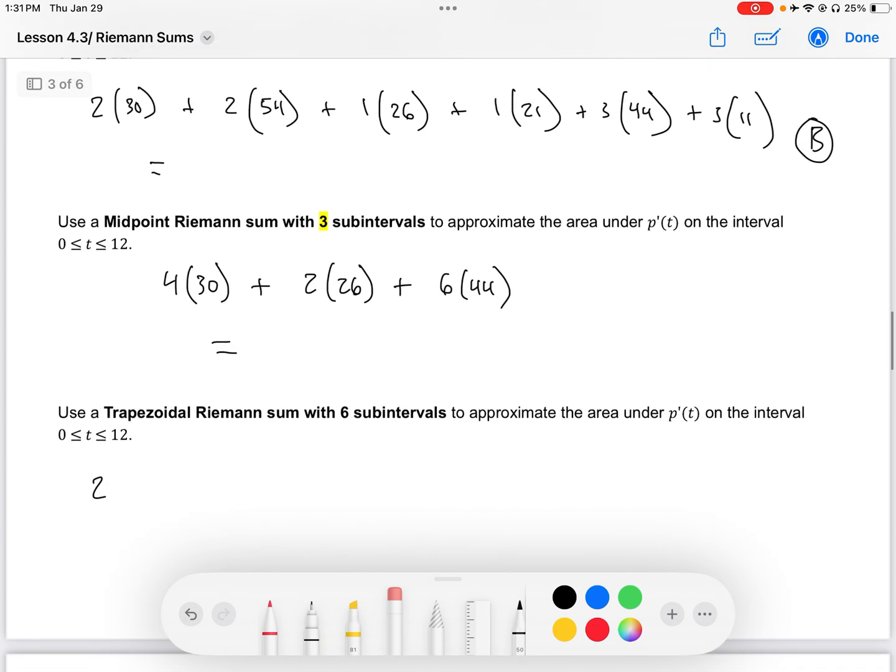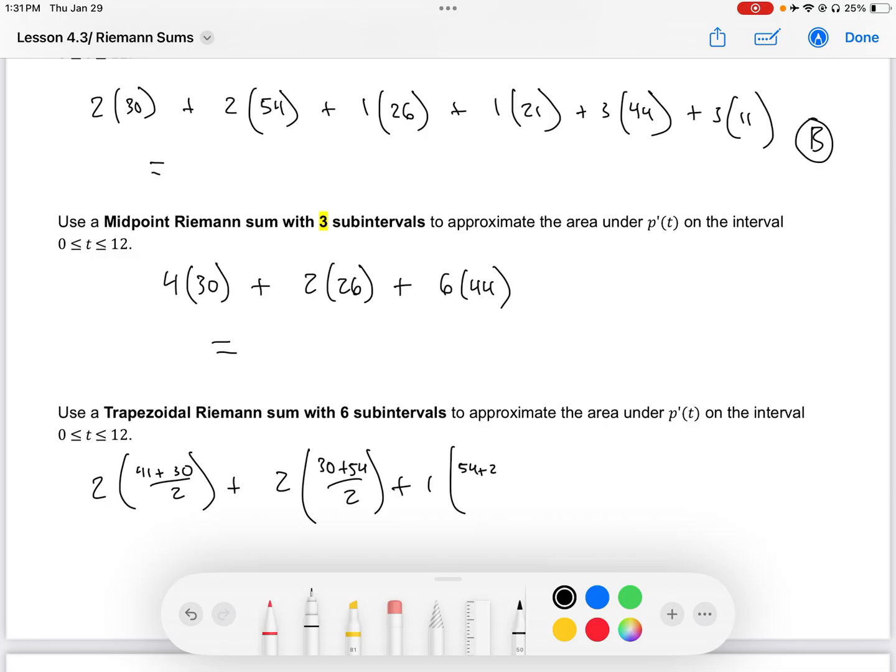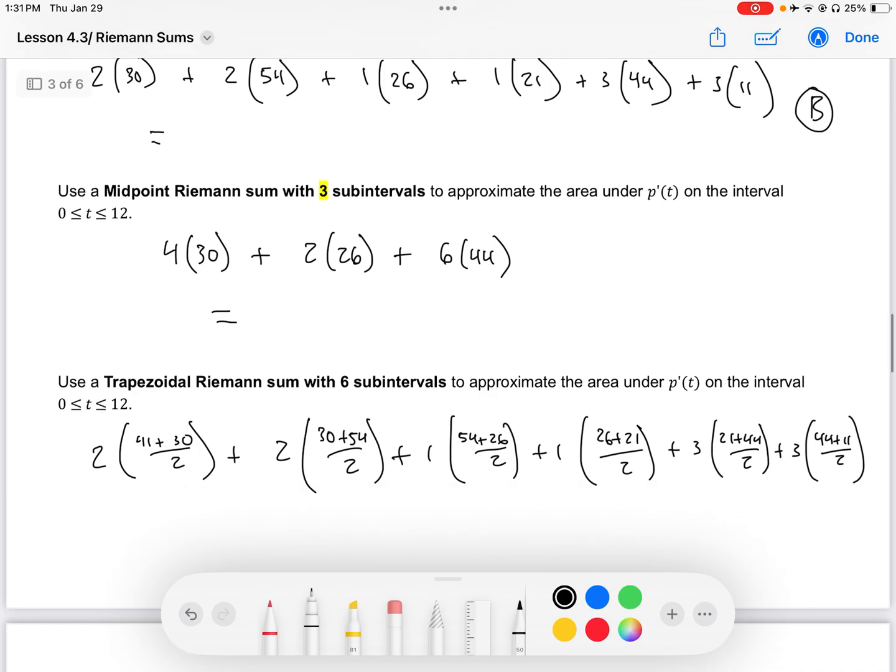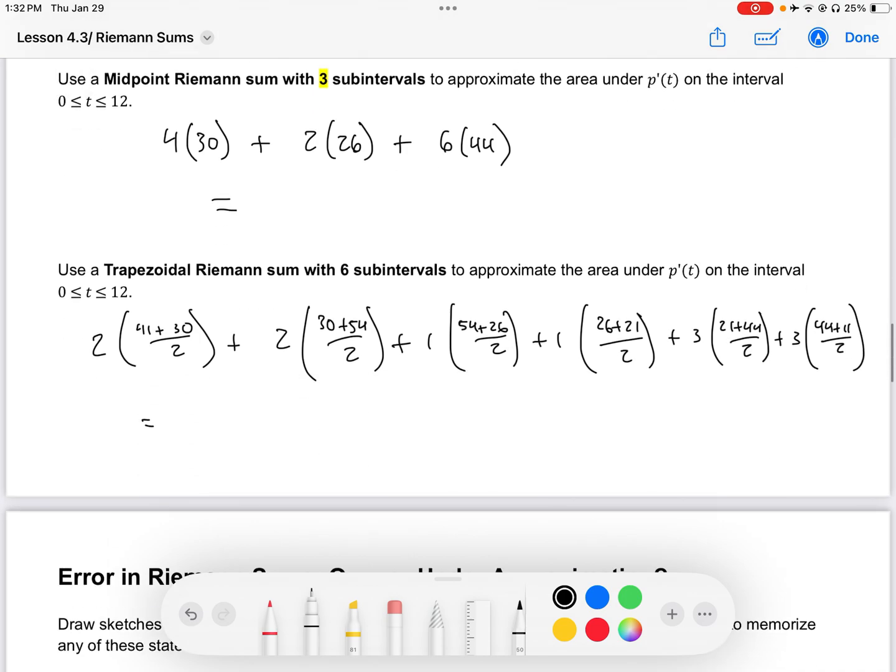So that's going to be 2 times (41 plus 30) divided by 2, plus 2 times (30 plus 54) divided by 2, plus 1 times (54 plus 26) divided by 2, plus 1 times (26 plus 21) divided by 2, plus 3 times (21 plus 44) divided by 2, plus 3 times (44 plus 11) divided by 2. So if you compute that whole thing, you are going to get the average of the left hand and the right hand sum.